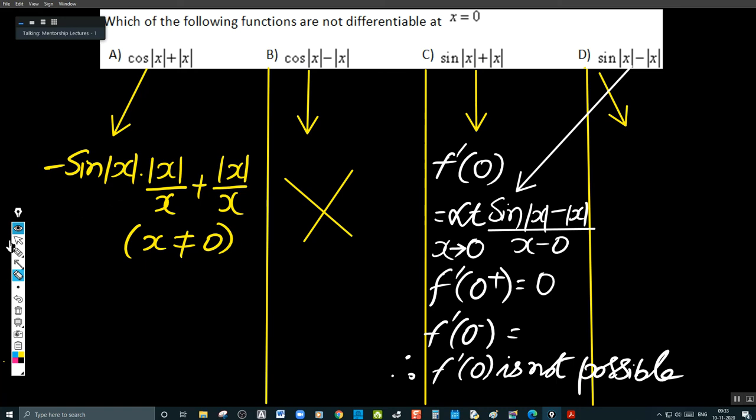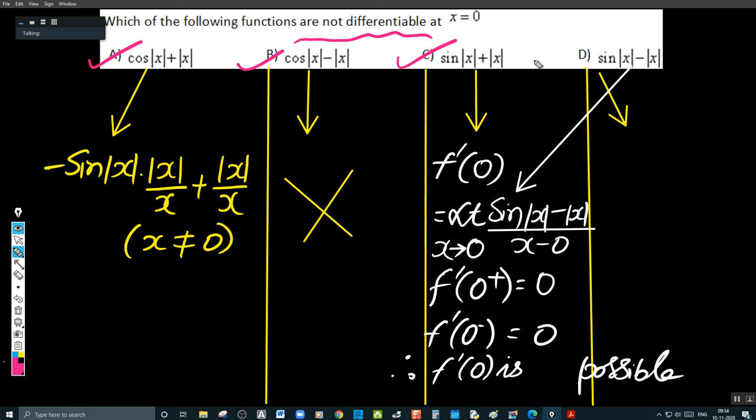And hence, the derivative exists only for D here. f dash 0 is possible in this case. Whereas in the rest of the cases, it is not possible. The question is asked for non-differentiability, and as option A, option B, option C are correct. And D is, of course, differentiable.